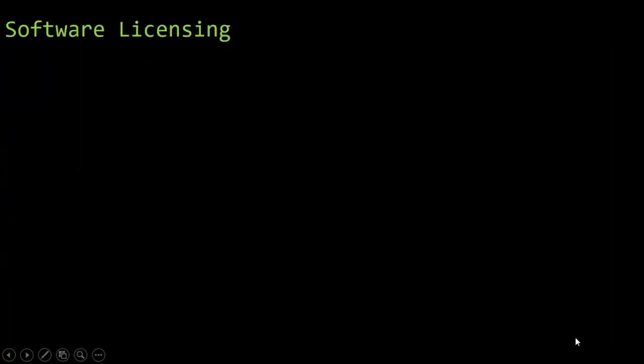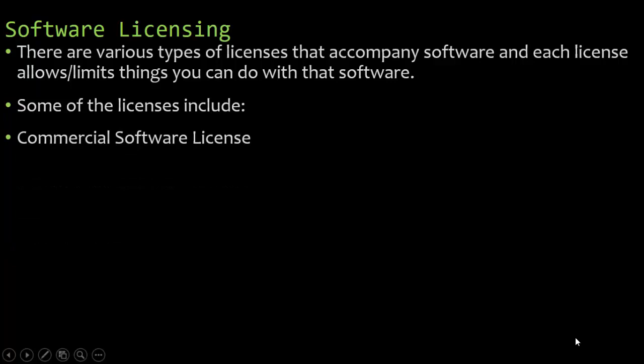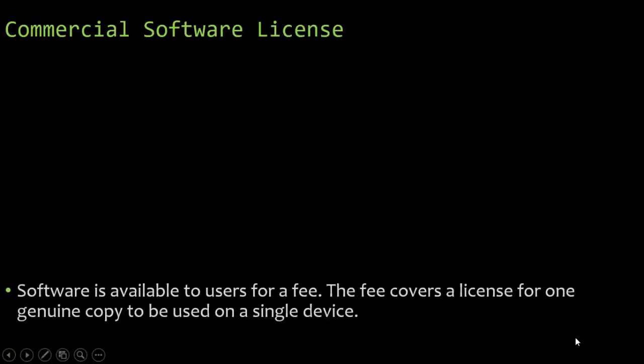So let's talk about some of these licenses. There are various types of licenses that accompany software, and each license allows or limits things you can do with that software. These are the ones we're going to talk about today: commercial software license, free software license, a freeware license, which is not the same thing as free software, and a shareware license. We're going to start with the one that everybody's pretty familiar with, which is a commercial software license.